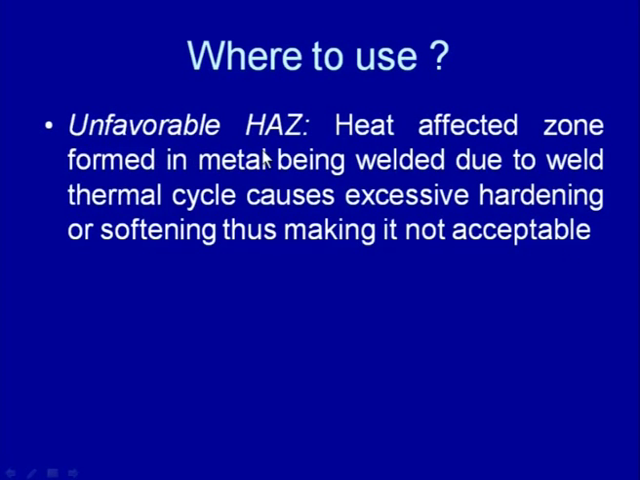So, if you want to avoid these undesirable effects of the heat affected zone, then the application of brazing, soldering and braze welding can effectively reduce the heat affected zone which is formed in the base metal by this group of processes, because of the reduced heat input and absence of melting of the faying surfaces.